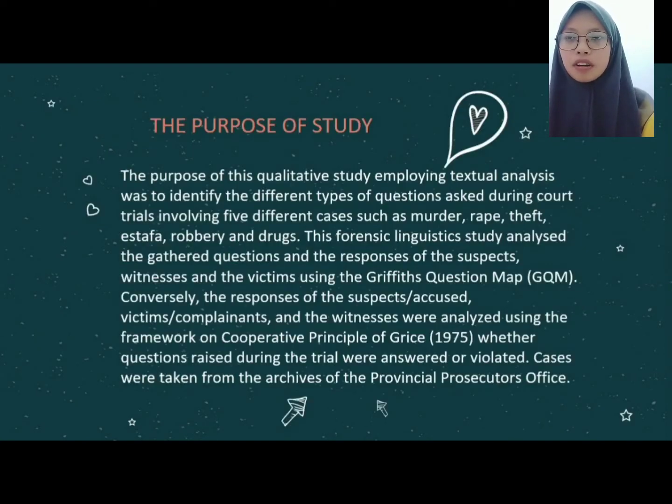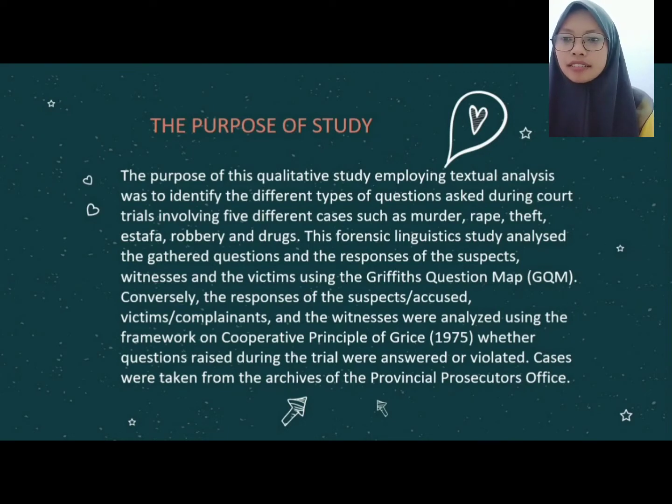The purpose of this qualitative study employing textual analysis was to identify the different types of questions asked during court trials involving 5 different cases such as murder, rape, theft, estafa, robbery, and drugs. This forensic linguistics study analyzed the gathered questions and the responses of the suspects, witnesses, and the victims using the Griffiths Question Map, or GQM.